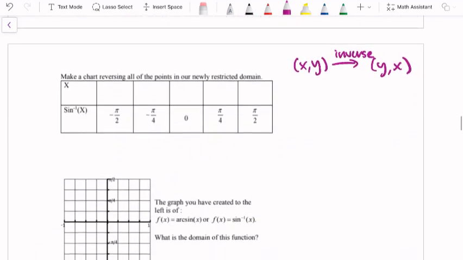So what's our input when we get an output of negative pi over 2? Well, it's going to be -1. Our input is going to be negative square root of 2 over 2 to get an output of negative pi over 4. 0 is going to give us 0, and then we'll have positive square root of 2 over 2, and we'll have 1.